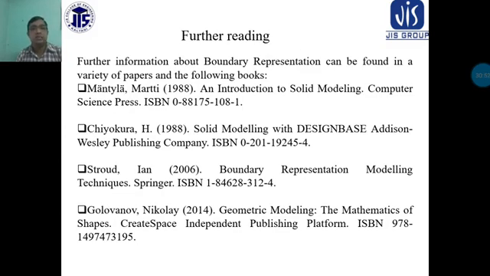Further reading comes here. Further information about boundary representations can be found in a variety of papers and the following books: Mäntylä, Martti, 1988, An Introduction to Solid Modeling, Computer Science Press; Stroud, Ian, 2006, Boundary Representation Modelling Techniques, Springer; and Gorban, Nikolai, 2014, Geometric Modelling: The Mathematics of Shapes, CreateSpace Independent Publishing Platform.